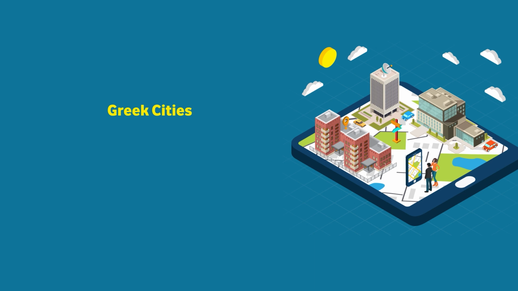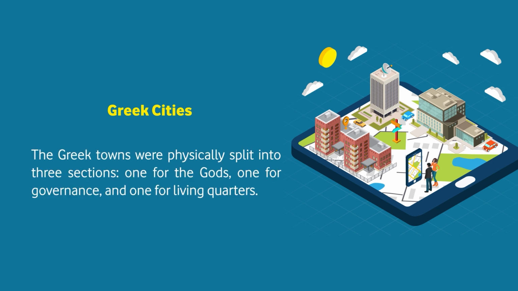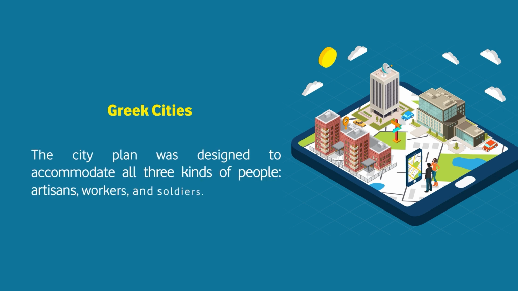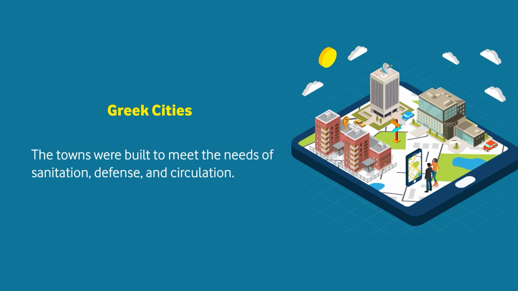Coming to Greek cities, the Greek towns were physically split into three sections: one for the gods, one for governance and one for living quarters. The city plan was designed to accommodate all three kinds of people: the artisans, the workers and the soldiers. The towns were built to meet the needs of sanitation, defense and circulation.